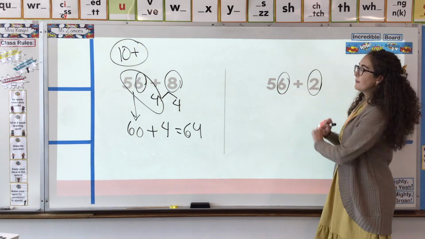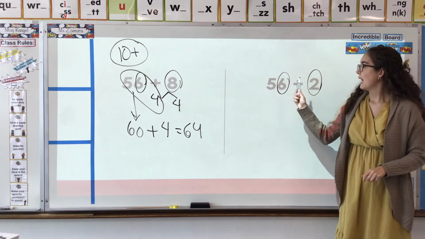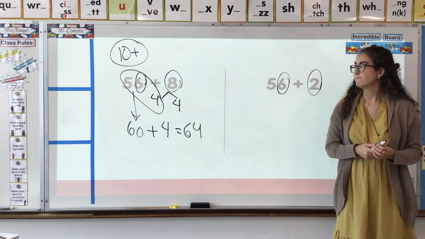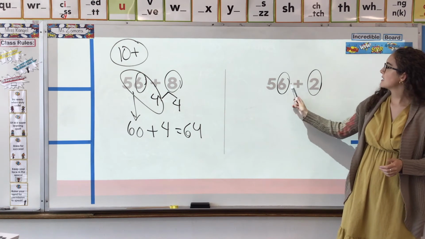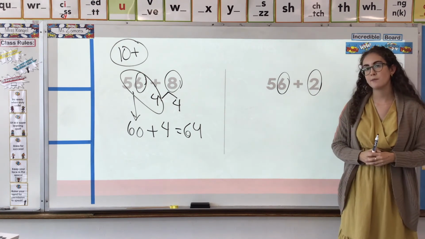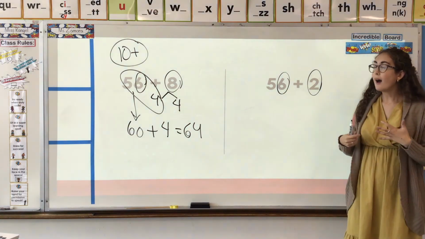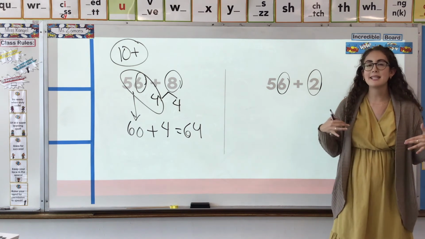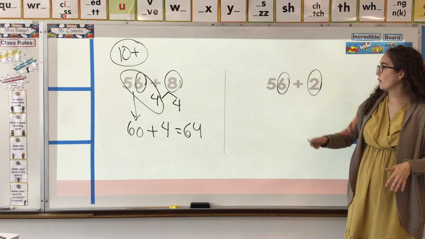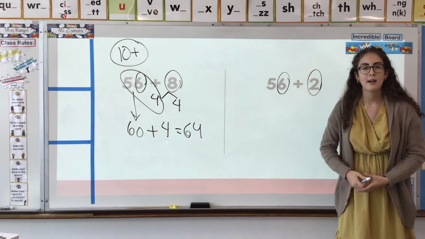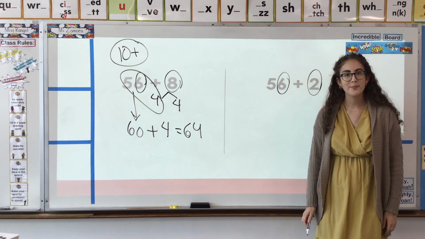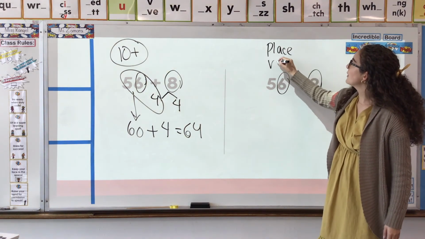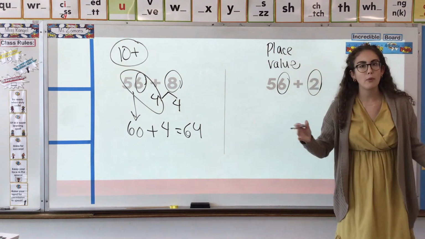So, let's think about these ones together. Does 6 plus 2 equal more or less than 10? Think about it. Is 6 plus 2 more or less than 10? I know 6 plus 2 is 8. And I know 8 is less than 10. So, if we know 8 is less than 10, how can we keep on solving this problem? With our place value knowledge. Exactly what we were just doing.